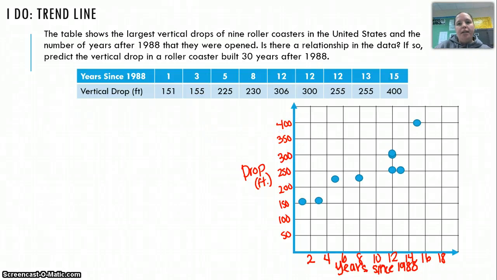And then to draw my trend line, what you need to realize is a trend line isn't always going to be in the exact same place for every single person. Your trend line needs to be in the middle and somewhere close to explaining the relationship between the points.